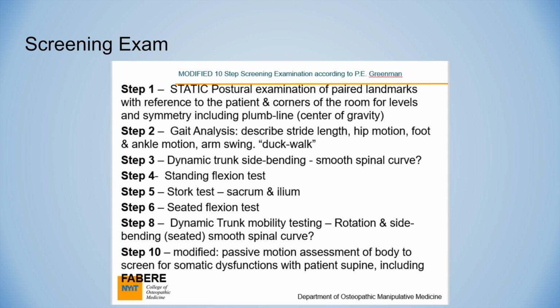This is from the New York Institute of Technology, College of Osteopathic Medicine, where they propose sort of this 10-step screening process. And you all come up with the screening tests that you like the best, but we'll just kind of go through a few here and then talk about how to segmentally assess specific parts of the body.